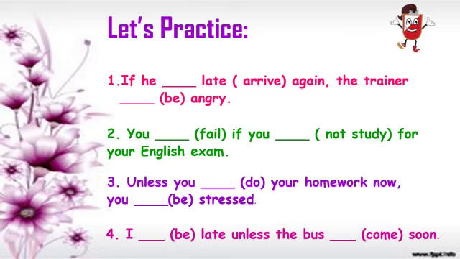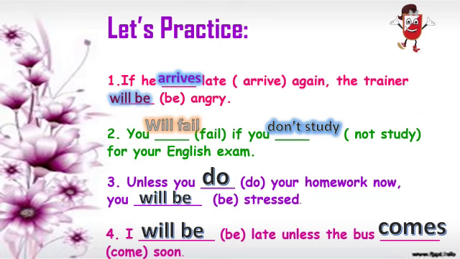Okay, let's practice, yes? Here we have 4 examples. For example, you have some minutes or some seconds to complete this activity, right? Okay, here the verbs are in brackets and you need to write in the possible situations we use present simple and the result we use the simple future, okay? Don't forget that, please. Okay, you have some seconds, please. Okay, let's check our answers, yes?